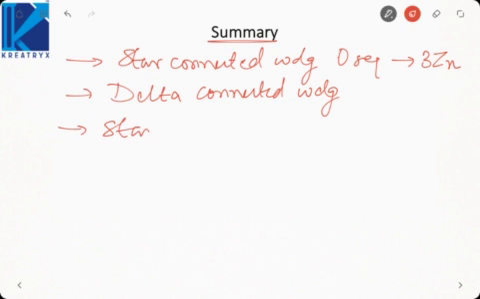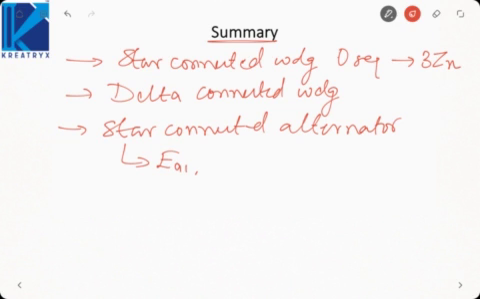Then we saw star connected alternator, and the first thing that we observed was EMF can only have positive sequence, it cannot have negative or the zero sequence. Why? Because it depends on the direction of rotor rotation. If rotation is fixed, then negative and zero sequence cannot be induced. So EMF is always positive sequence.